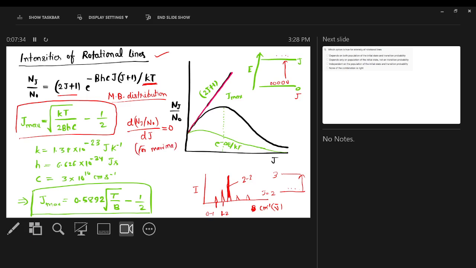When we substitute this value of k, h, c, we get some value. So we can see here that this j max depends on two things. One is the temperature of the system under consideration, and the second is this rotational constant.